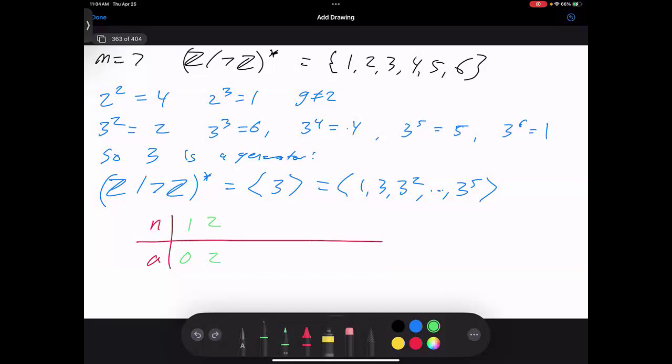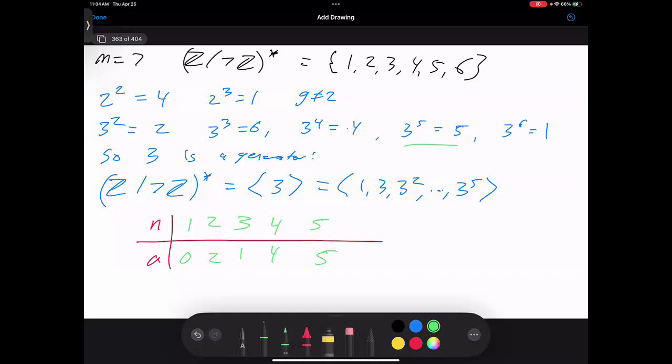If I take n equals 3, what power of 3 do I need to get 3? I get 1, yes, because that's the generator. I don't see it on the list because I didn't bother writing it. If I take 4, what power of 3 is going to give me 4? Yeah, 4. 3 to the 4th is 4. And if I want 5, yeah, that's looking really kind of interesting.